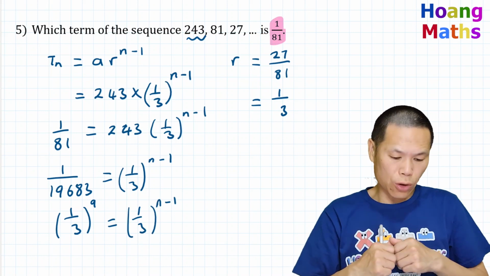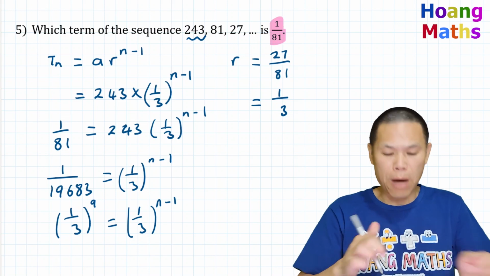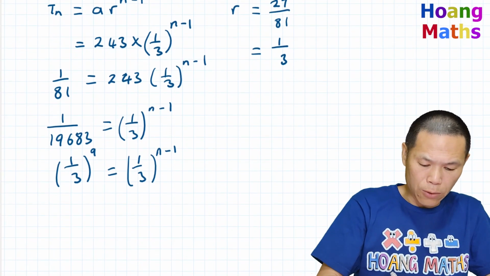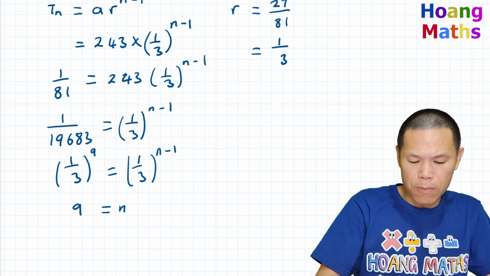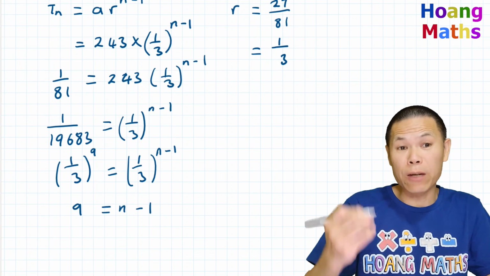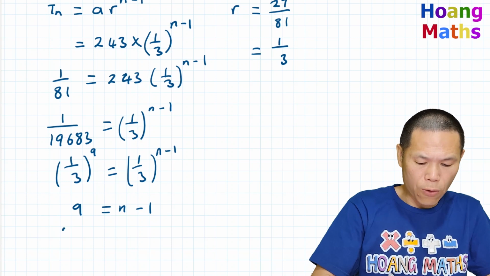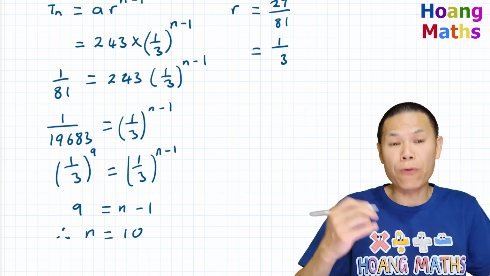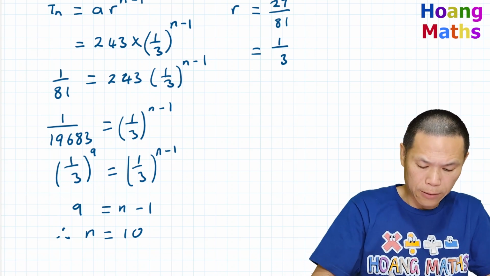So 9 is equal to n minus 1. Let me just move this up a bit. So 9 is equal to n minus 1. If I add 1 on both sides, therefore n is equal to 10. So therefore it is the 10th term, okay?